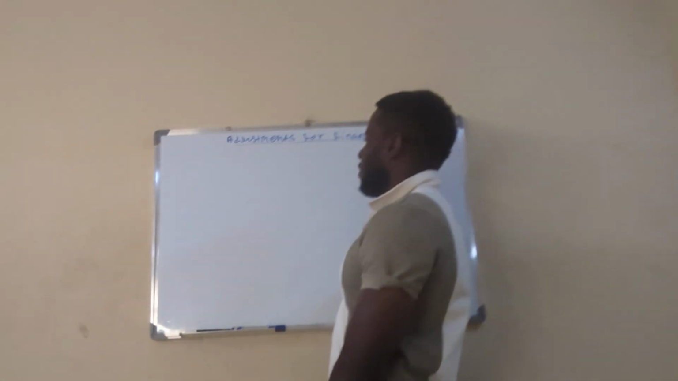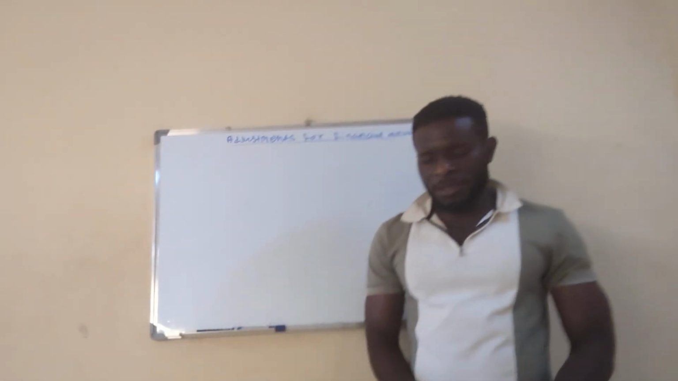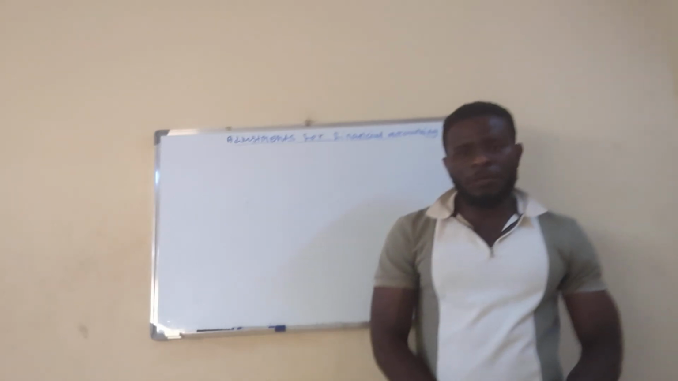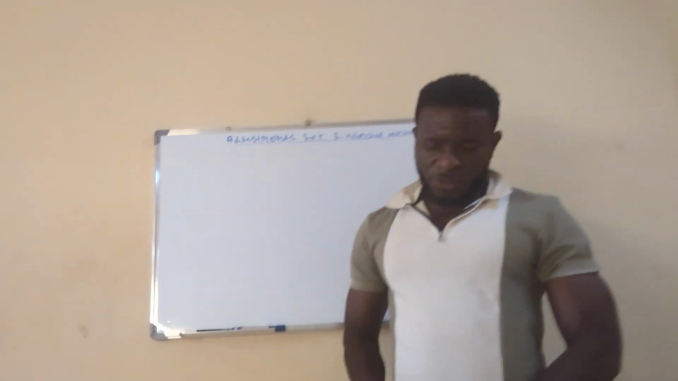Today we're going to talk about the adjustments for the income statement. Last time we talked about the income statement. We also talked about the balance sheet. The income statement, we said, is also called the profit and loss account, and the balance sheet is also called the statement of financial position. We also talked about the trial balance.